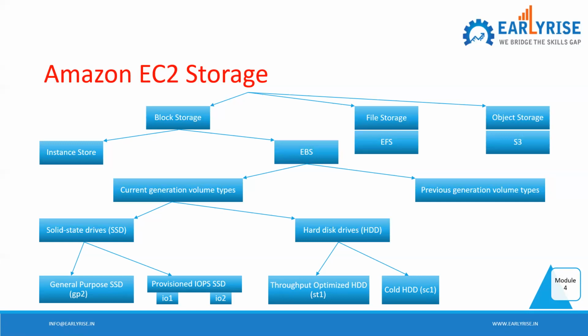So this ST1 you can use for, say, data warehouse, big data, all those things. This cold HDD, SC1, is for something which is very less frequently used. And the last one is magnetic HDD. That is for the previous generation volume type. Now it's not coming for the new systems. Still it is in use for the older systems and some of the regions.